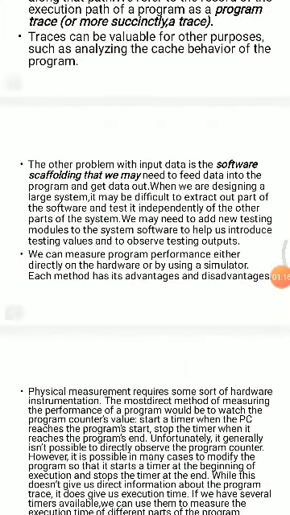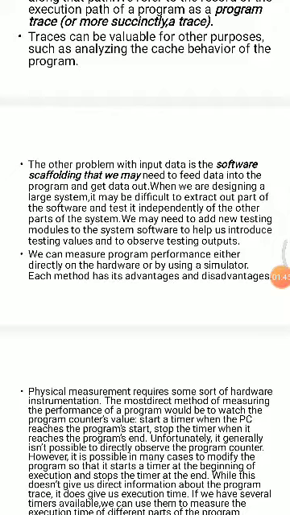The other problem is the data and software scaffolding: we may need to feed data into the program and get results out. When we are designing a large system, it may be difficult to extract part of the program and test it independently of the other parts of the system. We may need to add new testing modules to the system software to help us introduce the testing values and to observe the testing output.